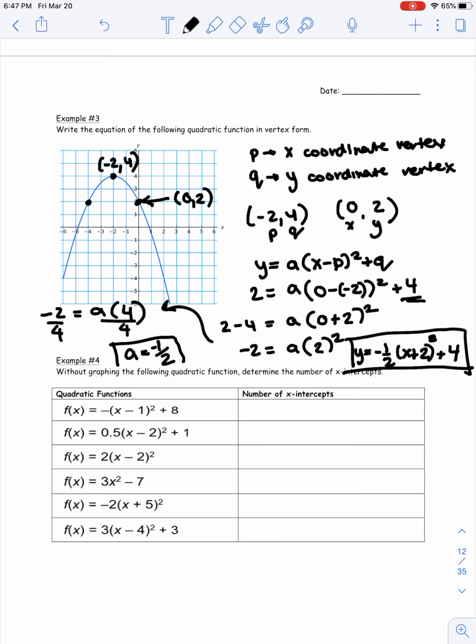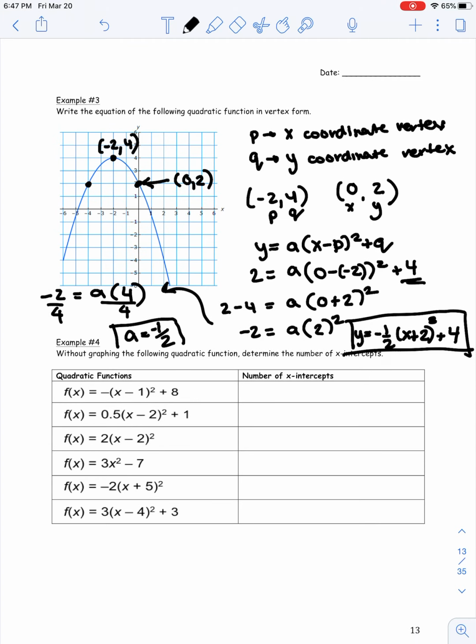Okay. Now, for this next one, without graphing, you're just trying to figure out how many x-intercepts there are, meaning how many times it crosses the x-axis.